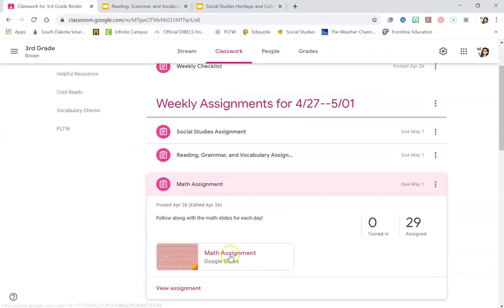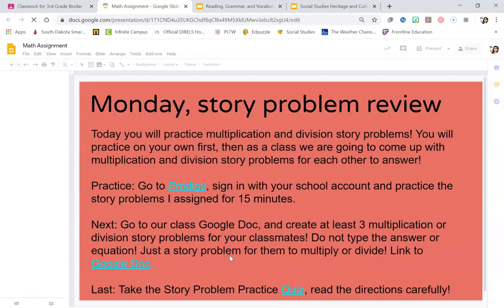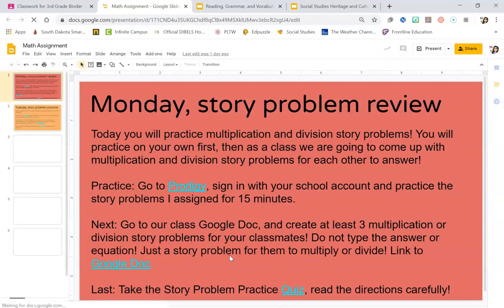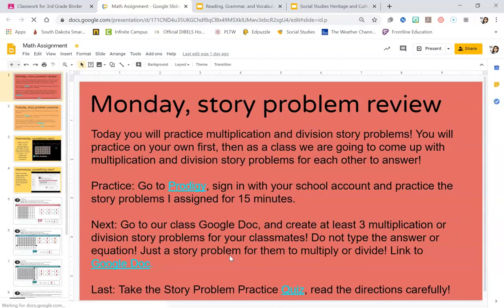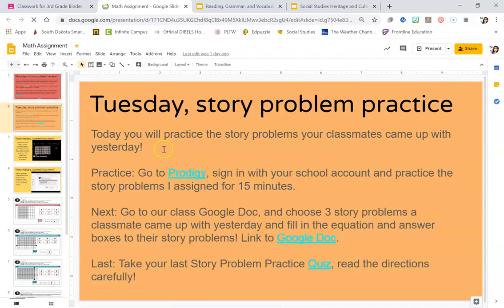All right, let's look at our math assignment for today. Yesterday, you should have gone in and come up with 3 story problems for multiplication or division. So today is going to be similar to yesterday. You're going to go in and play Prodigy with your school account. Then you're going to go to the class Google Doc. You're going to choose 3 story problems that a classmate came up with yesterday. So don't answer your own, answer somebody else's. Okay, so fill in the equation and answer boxes today.